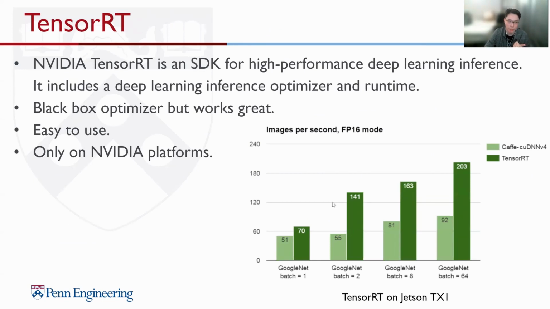For us, with the Jetson NX on the F1TENTH car, NVIDIA TensorRT is the SDK we use to do the deployment. It includes a deep learning inference optimizer and a runtime. When you run the neural network through the optimizer, it will automatically optimize it for you. It's a black box, but it works great. When we want to run the neural network, we need to use the runtime to run it. It is very easy to use, but it's only for NVIDIA platforms.